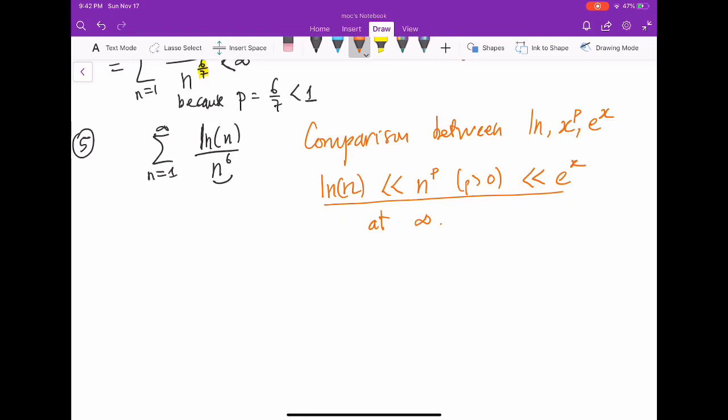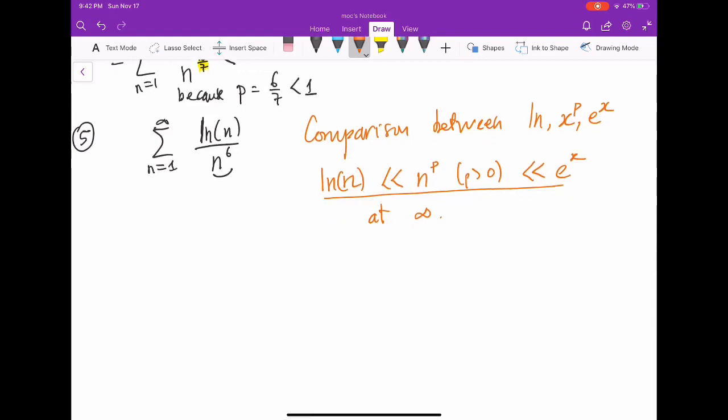I can say like this: since ln of x is very small if you compare with n to the 1, we know that ln of n over n to the 6th is of course greater than or equal to 0. But since ln n is very small compared with n, that is less than or equal to n over n to the 6th, for big enough n. I will write here just from big enough n.